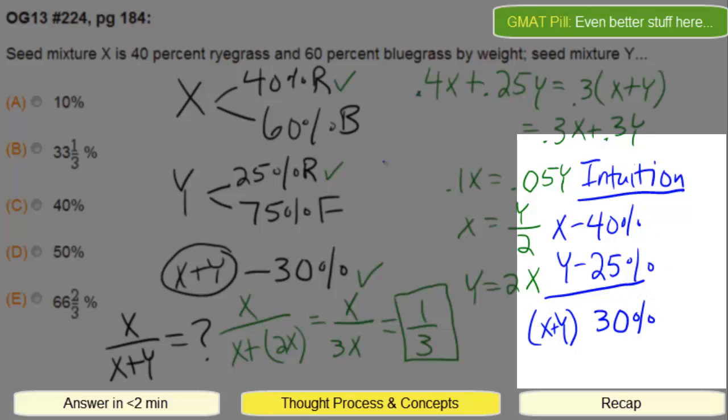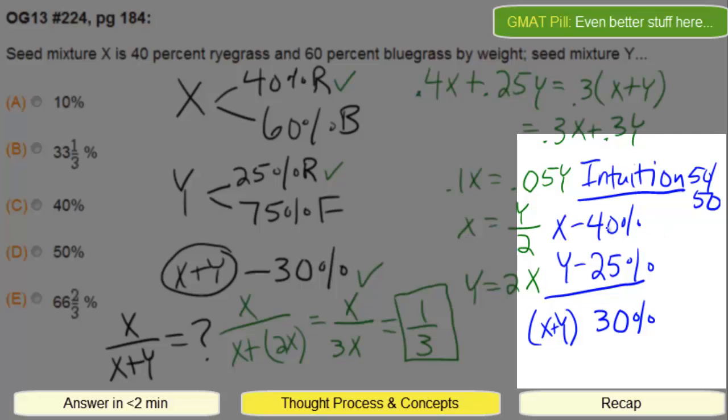Now, imagine if you had a 50-50 split between X and Y. Well, if you had 100% X and 0% Y, then you would basically have a mixture that has 40%. If you had 100% Y and 0% X, you would have a mixture of 25%. We're told that the mixture is 30%, so it's got to be somewhere in between.